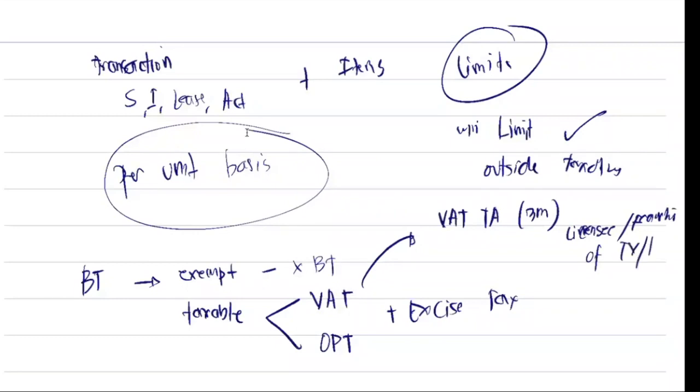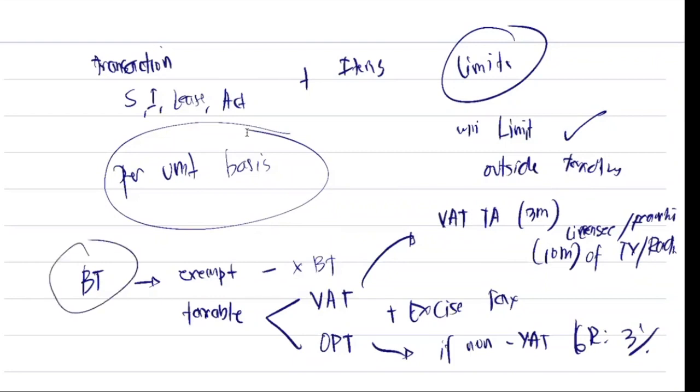of TV or radio, what is the threshold amount? 10 million. When are you to pay OPT? If non-VAT. What is our OPT? General rule, 3%. Okay? So we're already done about business tax. We're done about exemption. We are now moving into the taxability of those items or business transactions which are not exempt. So for next meeting, we are now to discuss VAT, and then we proceed to OPT, and then we proceed to excise tax.